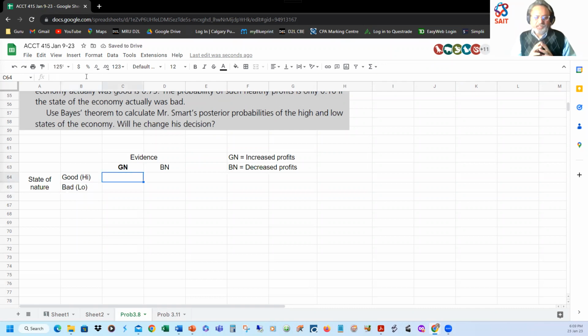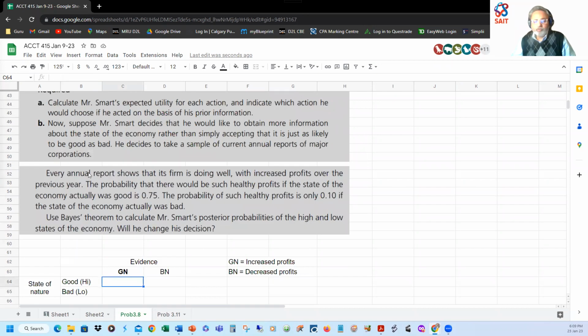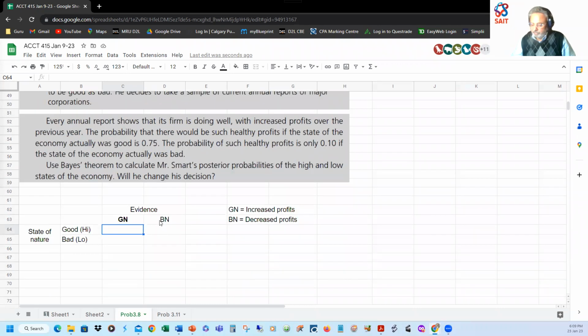Now, what we're trying to see is if we can set up an information system for Mr. Smart. Mr. Smart's evidence, again, was that the annual reports are showing companies are doing really well with increased profits over the previous year. The probability that there will be such healthy profits if the state of the economy actually was good is 0.75. So there is a 0.75 probability, 75% basically, that when you see good news in the annual reports, the economy is actually doing really well.